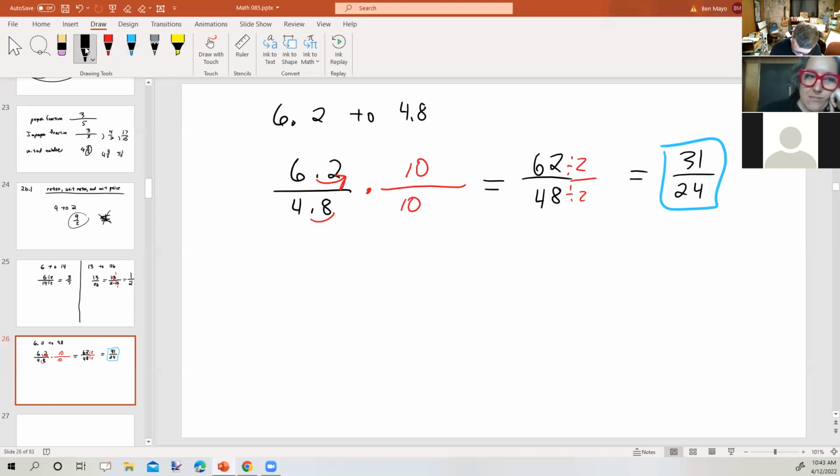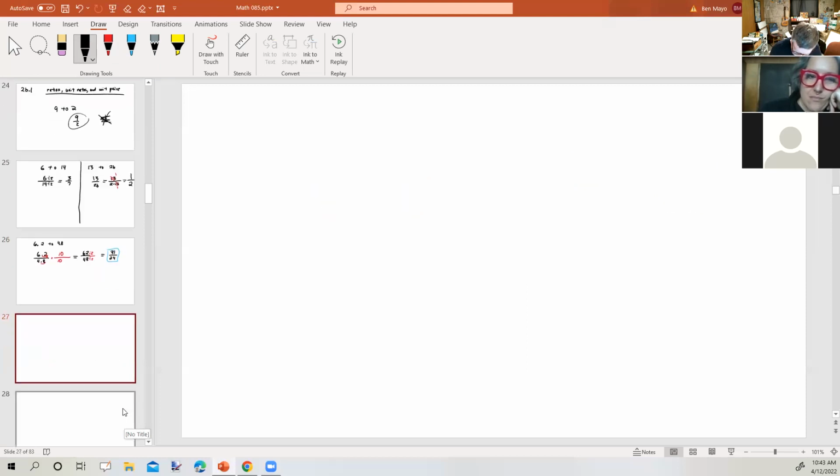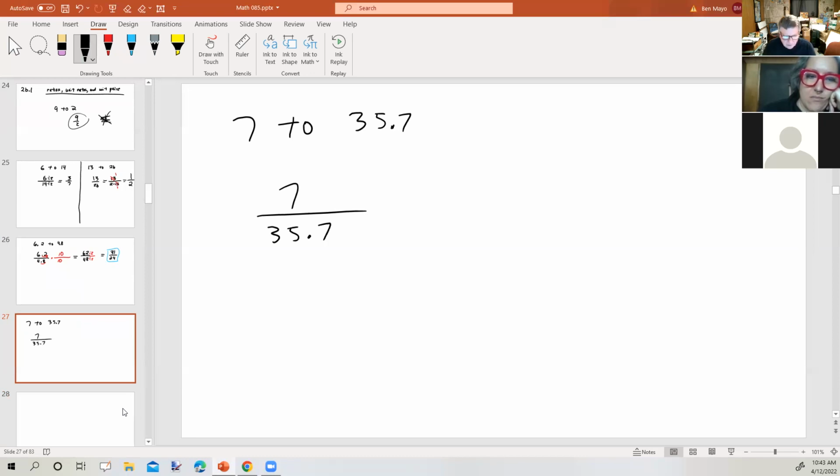Let's take a look at this one. 7 to 35.7. So writing it as a fraction, it would look like that. The numerator is fine, but the denominator has a decimal. So to get rid of the decimal in the denominator, I'm going to have to multiply by 10 to move it one place to the right. But whatever I do to a fraction's denominator, I must also do to its numerator.